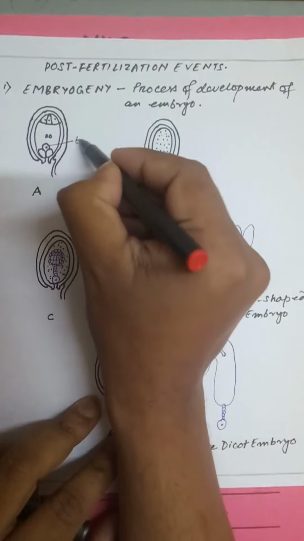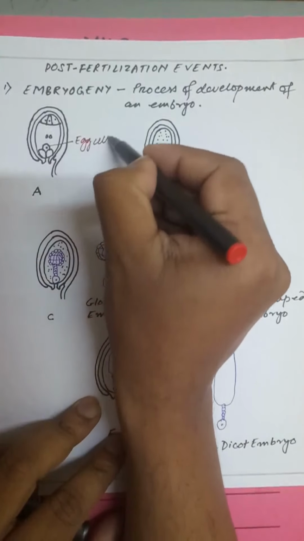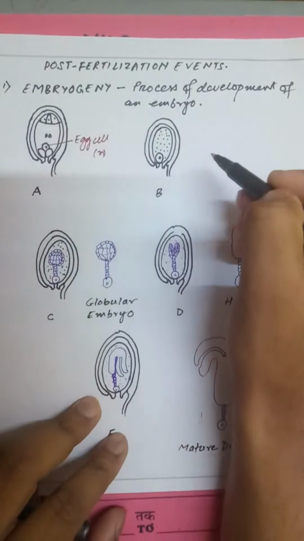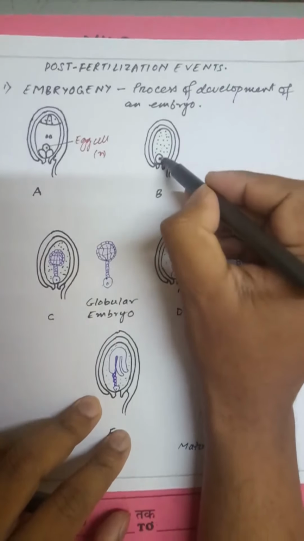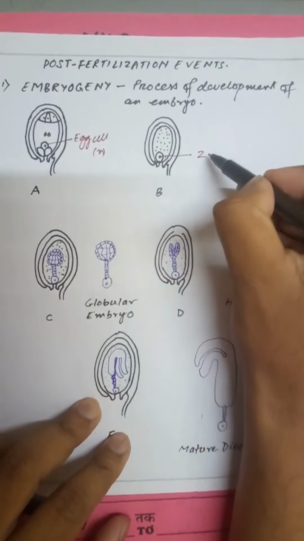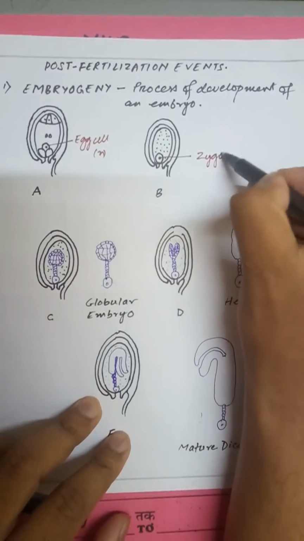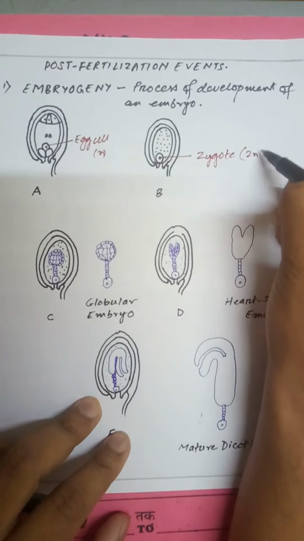This is the egg cell, which is haploid in nature. After being fertilized by one of the male gametes, this egg cell transforms into zygote, which is a diploid structure.